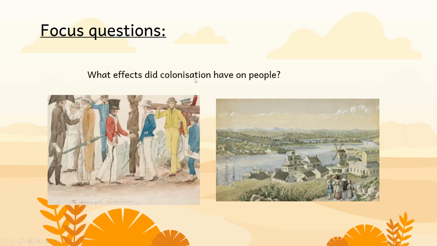So what effects did colonisation have on people? Going back to that first focus question. Were some people brought from England and was colonisation bad for them? Did coming to Australia mean that they suffered? Was colonisation good for other people? Did some people come here and become better off? What effects did it have on them? How did it change their lives? Did it change the lives of people that were already in Australia? Their lives got affected by the colonisation by the British.